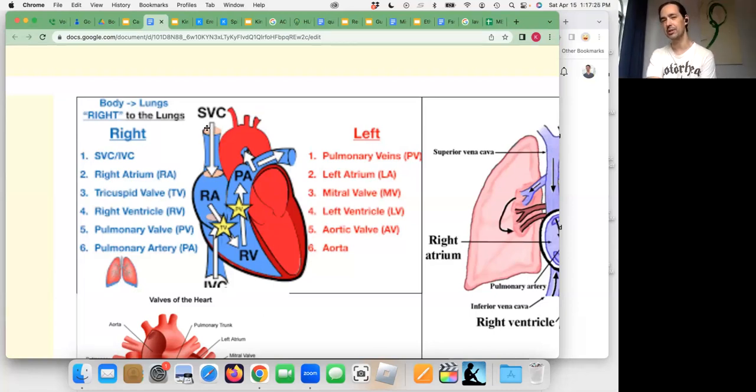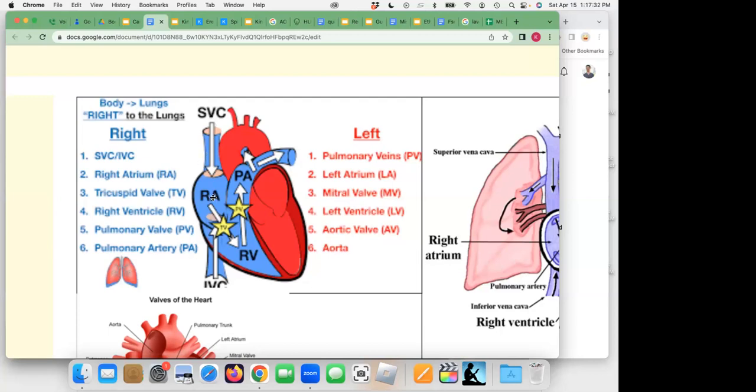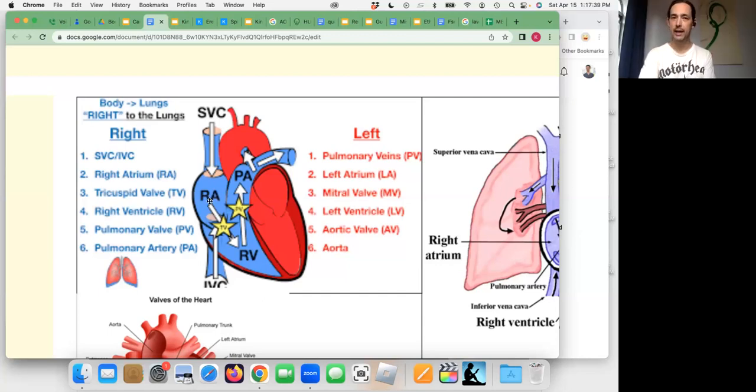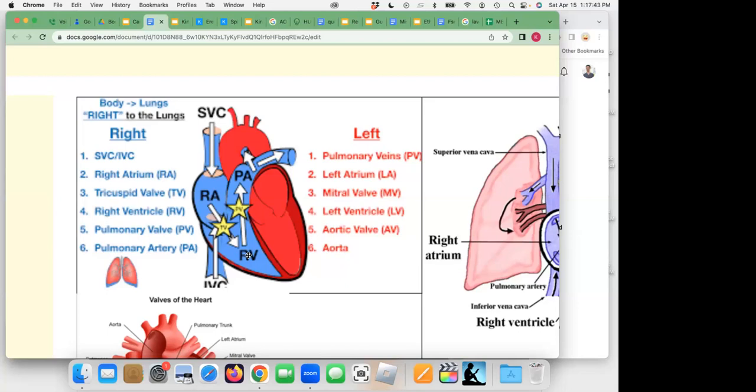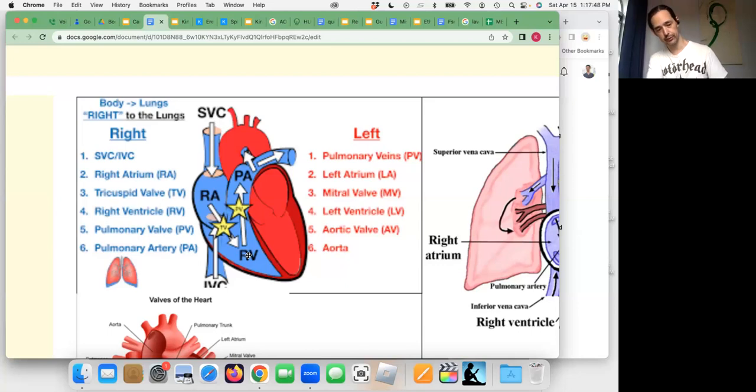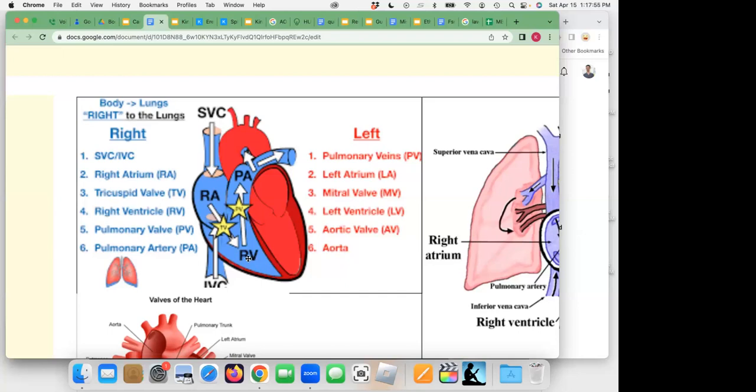So one more time, just a little bit cleaner now. Superior, inferior vena cava into the right atrium. Very good. Right atrium, try to be right, tricuspid valve, to the right ventricle. Very good. Okay, everybody else. Right atrium, tricuspid valve, right ventricle.